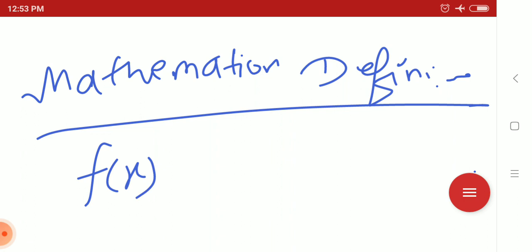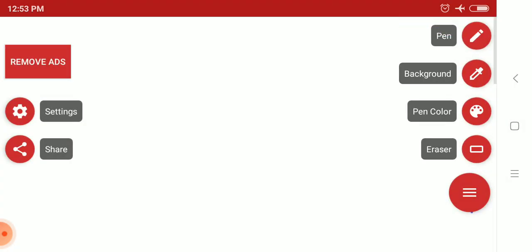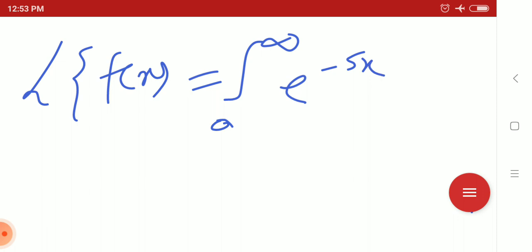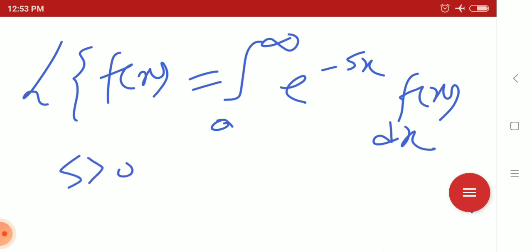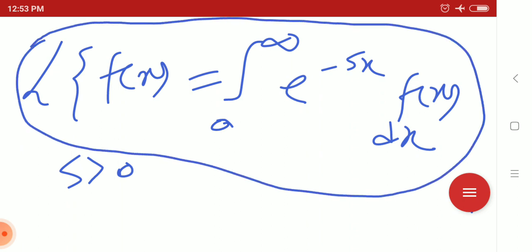If you have a function f of x, and you do the Laplace transformation of that function, L of f of x, what will you get? After doing the Laplace transformation of that function, you will get L of f of x equals the integral from 0 to infinity of e to the power minus s x times f of x dx, where s is greater than 0.